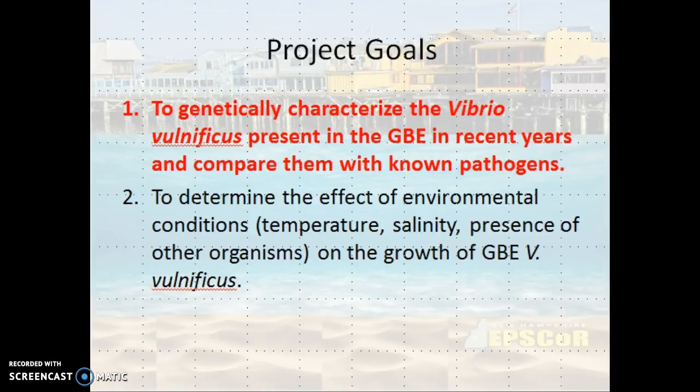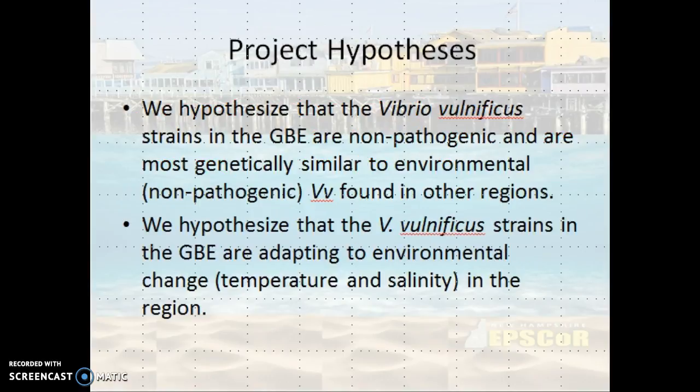Our project goals are to genetically characterize Vibrio vulnificus from the Great Bay Estuary, working with isolates obtained since 2007, and to determine how they respond to environmental conditions, particularly how it affects their growth rates. Our hypotheses are the following. We hypothesize that the Vibrio vulnificus strains in the Great Bay Estuary are non-pathogenic and are most genetically similar to environmental strains found in other regions.